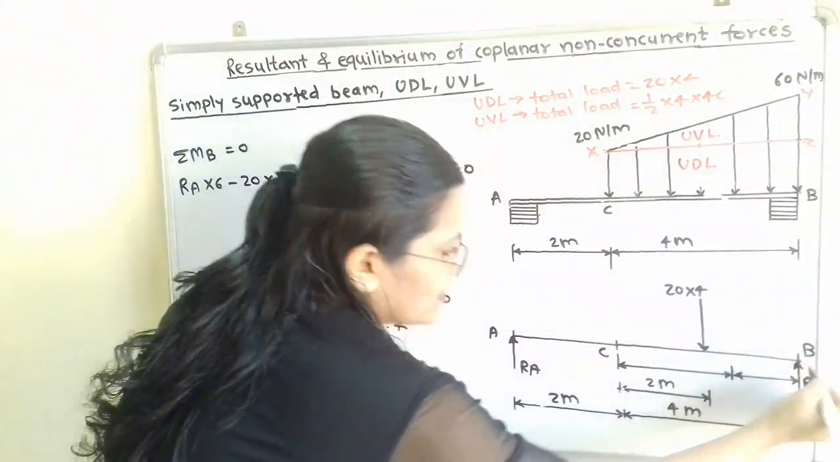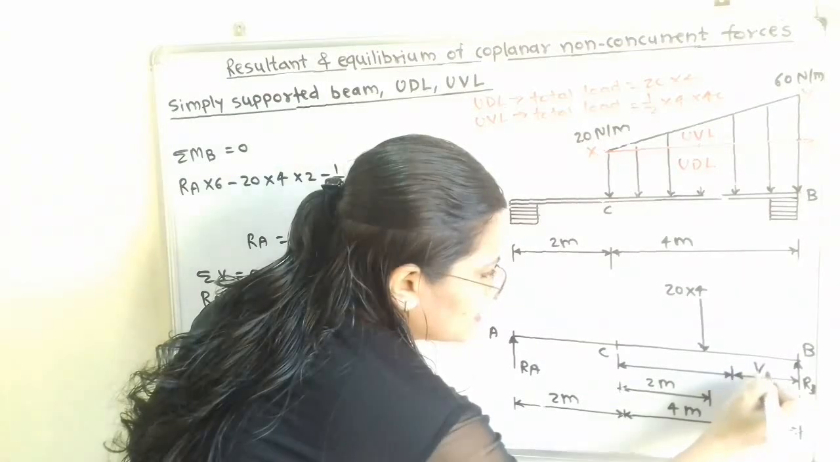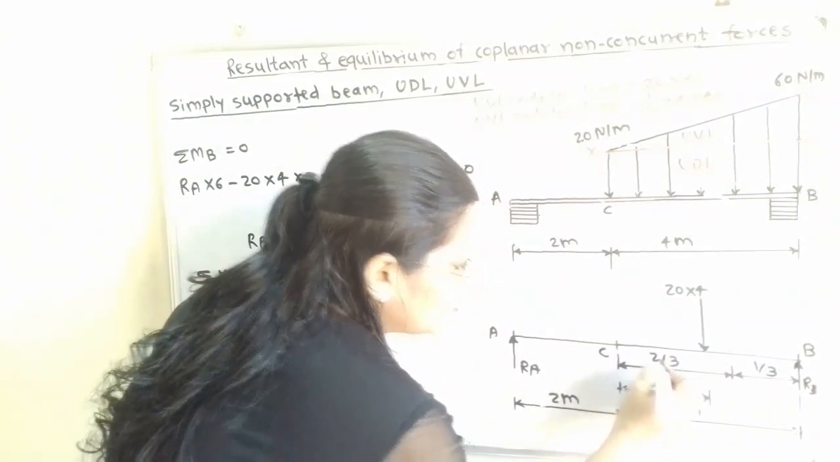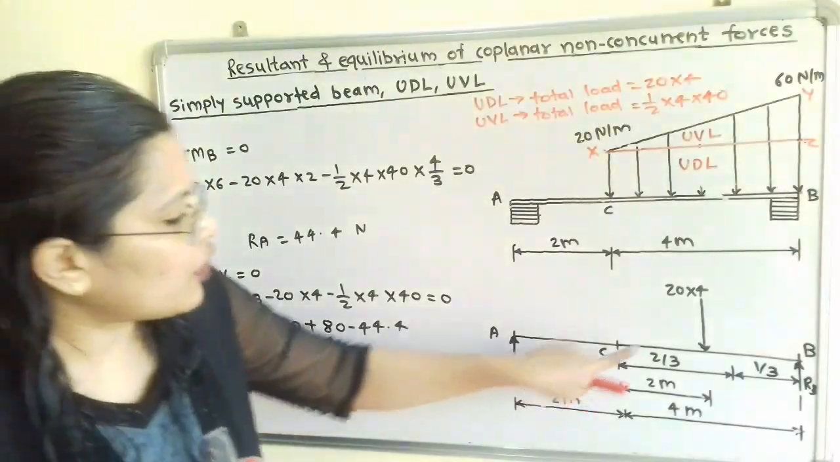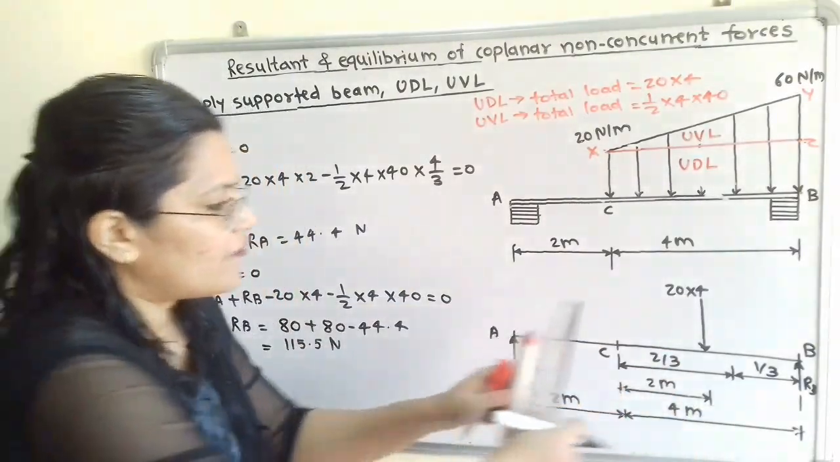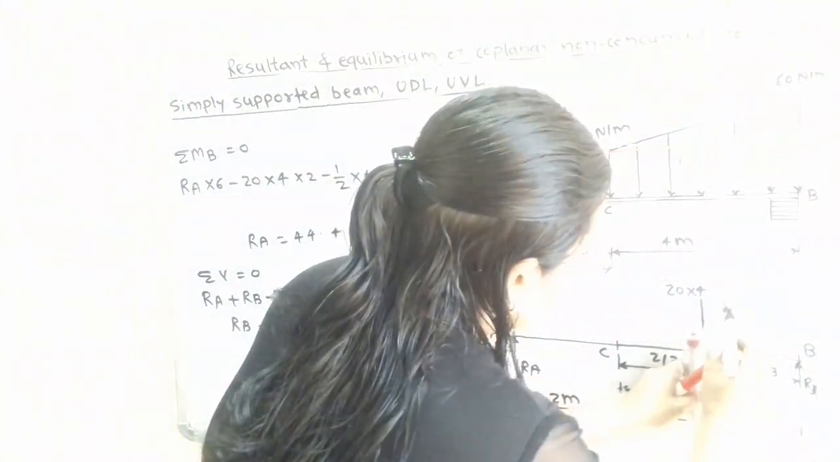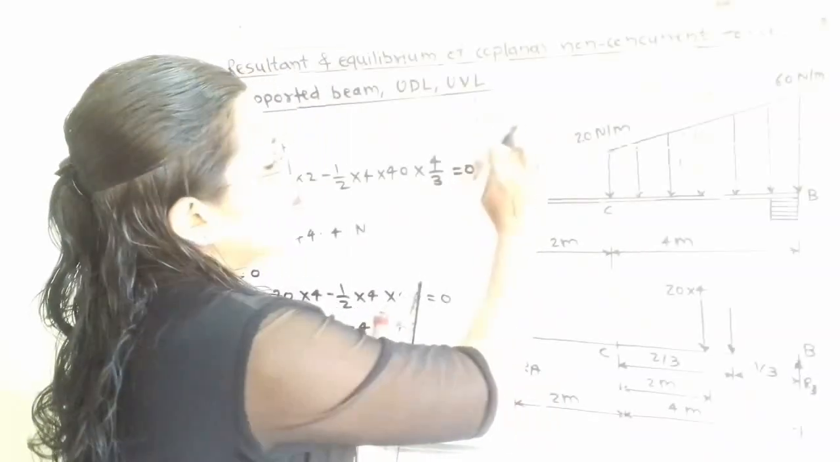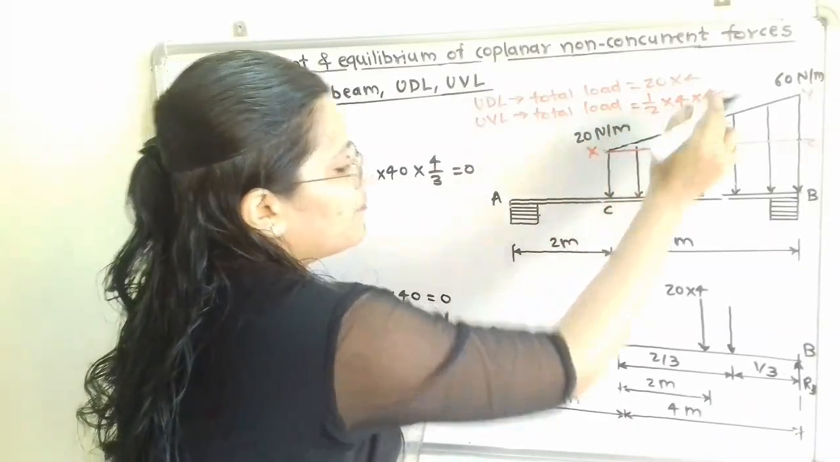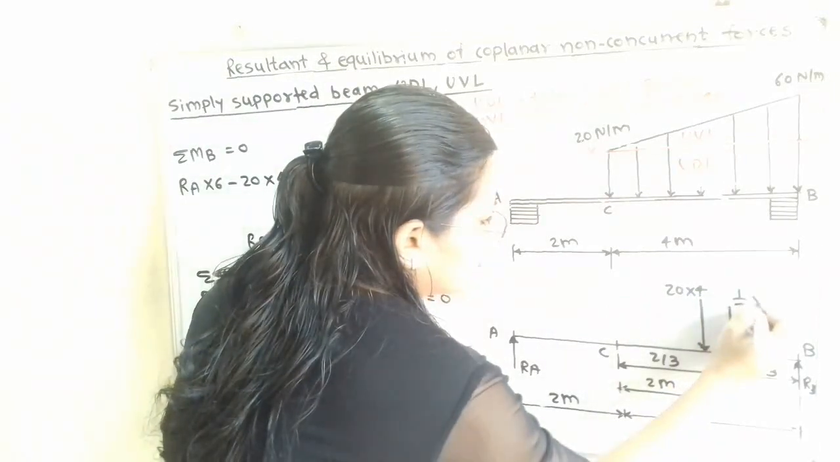On the right hand side there is point B, so this section is 1 by 3, and from the left hand side the section is 2 by 3. If we observe, this is the middle point, so I have shown here 2 meter. Now for this 1 by 3 we will show the next point, and this is the point for the uniformly varying load, and the total load is half multiplied by 4 into 40.